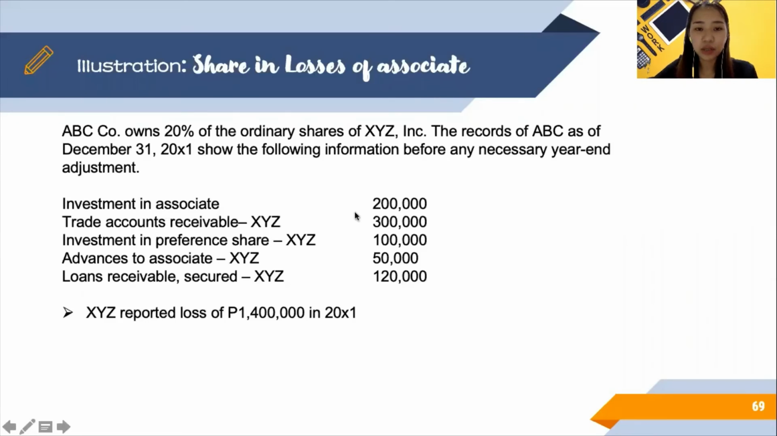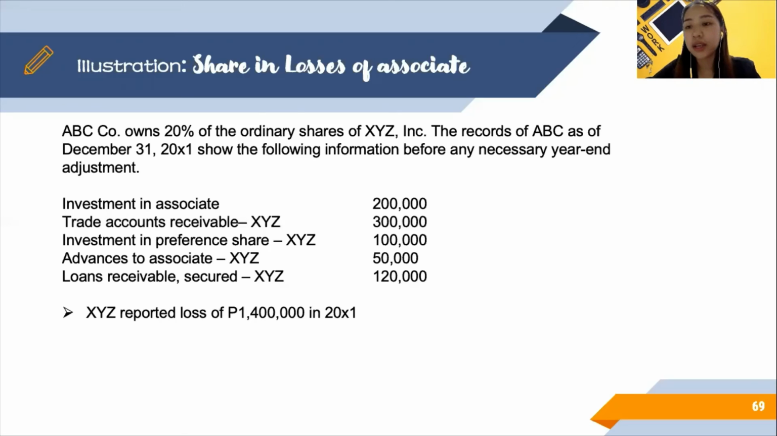Investment in associate, 200,000. Trade accounts receivable, 300,000. Investment in preference share, 100,000. Advances to associate, 50,000. Loans receivable secured, 120,000. XYZ reported a loss of 1,400,000 in 20X1. So before we recognize the loss, first we are going to compute the interest in the associate.